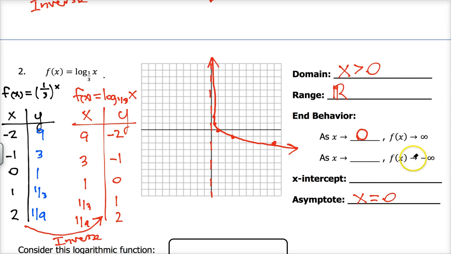As y gets smaller, so as you decrease, what happens to x? X gets larger. Okay, x grows to infinity. The x-intercept, same as the last one, is going to be (1, 0).